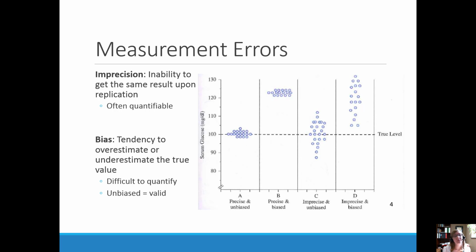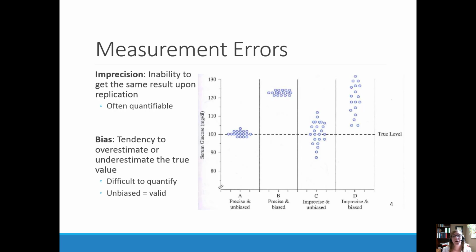We call a measurement valid if it's unbiased. In the graphic, we see 4 different measurements, one that is precise and unbiased, one that is precise and biased, one that is imprecise and unbiased, and one that is imprecise and biased. We would like our measurement to be precise and unbiased, like the first option. All of the measurements are clustered closely around what the true serum glucose level is.